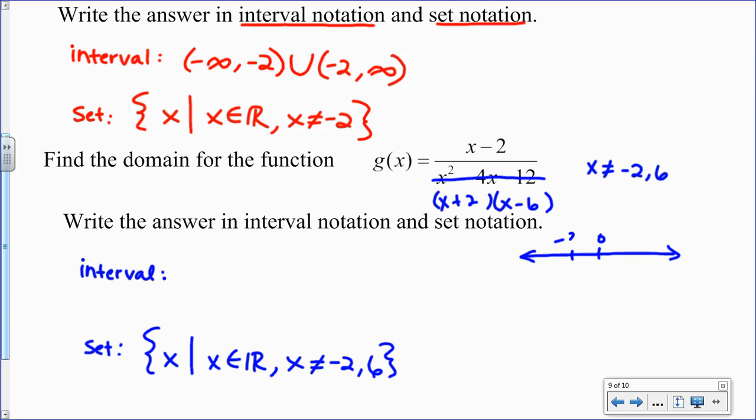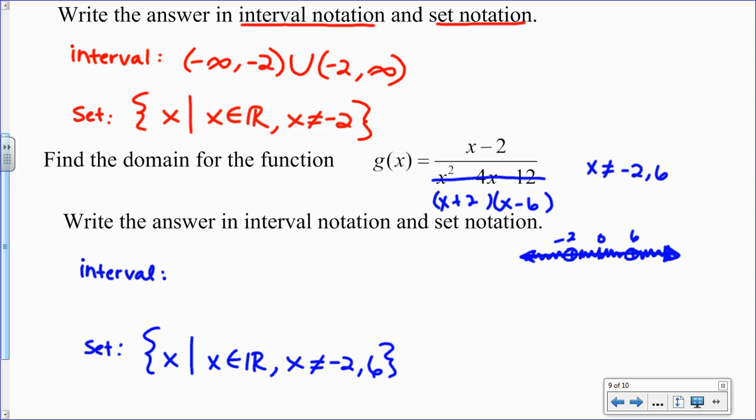Okay, so here's -2 and here's 6. So by saying x can't equal -2, that means there's a hole there. By saying x can't equal 6, there's also a hole there. Everything else is okay. So I shade everywhere else. So how many different places are shaded on this number line? 3. These two holes broke this number line into 3 sections. So you will have 3 intervals.